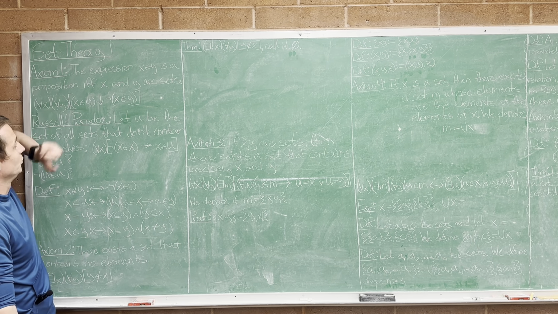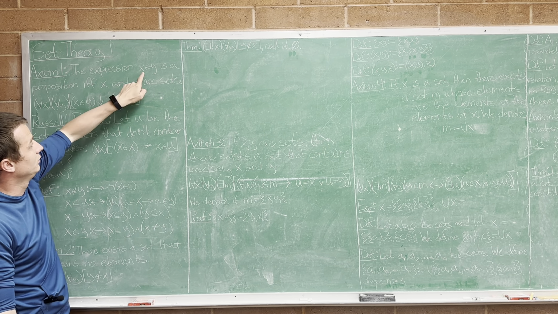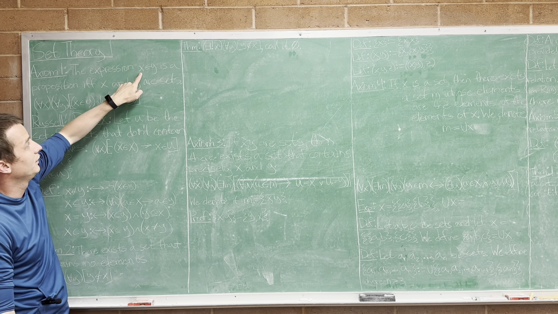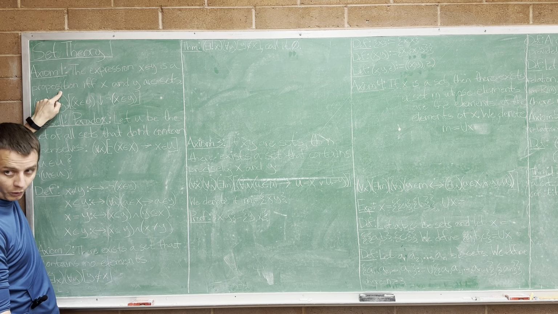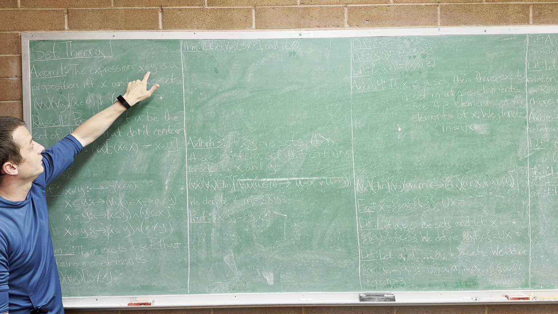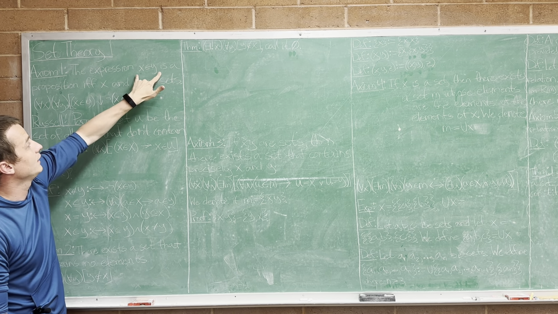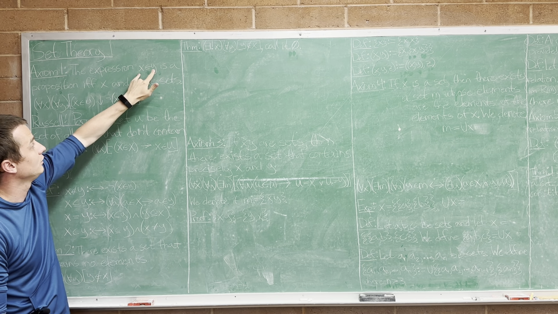First axiom, axiom 1. The expression x is a member of y is a proposition. What's a proposition? Something that's true or false, but not both. So x is in y. If that's a proposition, then that means that thing right there, that symbol, is a predicate. It's a particular type of predicate because it's taking 2 things.